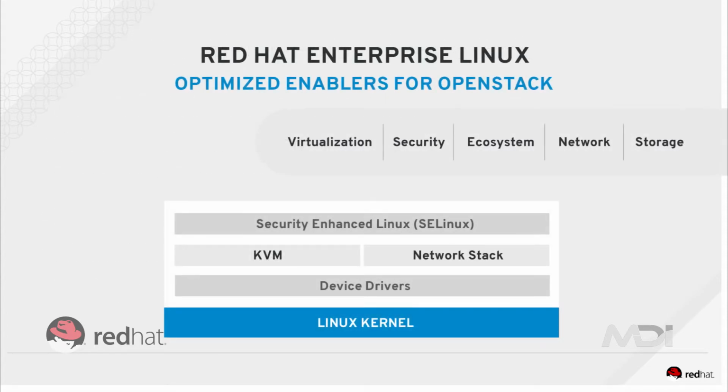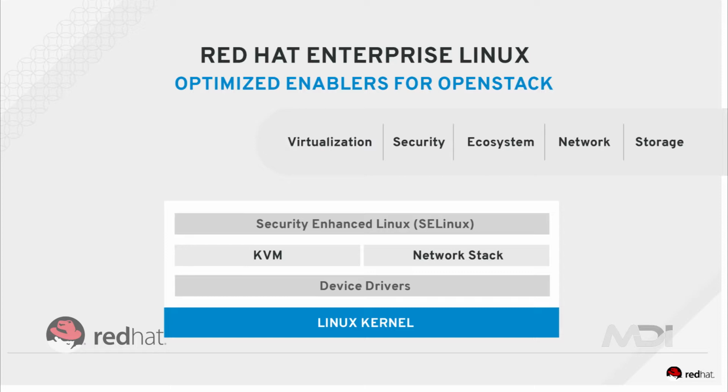With Red Hat, the way we view it is that OpenStack cannot be productized or be just a standalone product. It has to have a strong, reliable and stable foundation for you to be able to provide private cloud or even public cloud resources or services. So within our operating system we have what we call the enablers for OpenStack. These are virtualization, security, ecosystem, network, and storage.